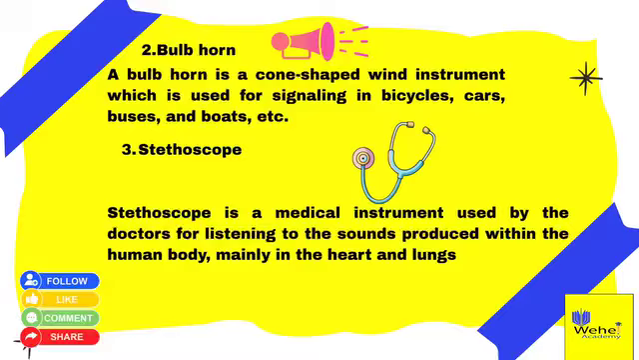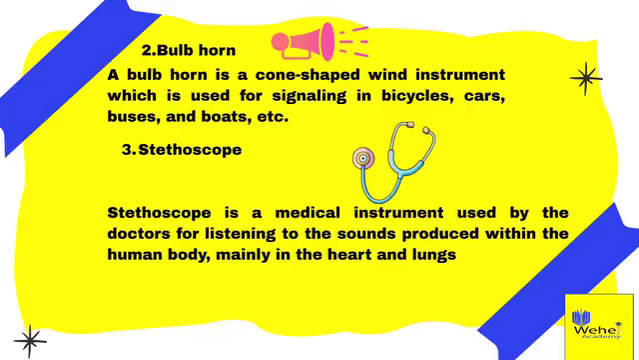Application of the reflection of sound. 1. Hearing aid. A hearing aid is a device used by people with difficulty in hearing. 2. Bulb horn. A bulb horn is a cone-shaped wind instrument which is used for signaling in bicycles, cars, buses, and boats, etc. 3. Stethoscope.